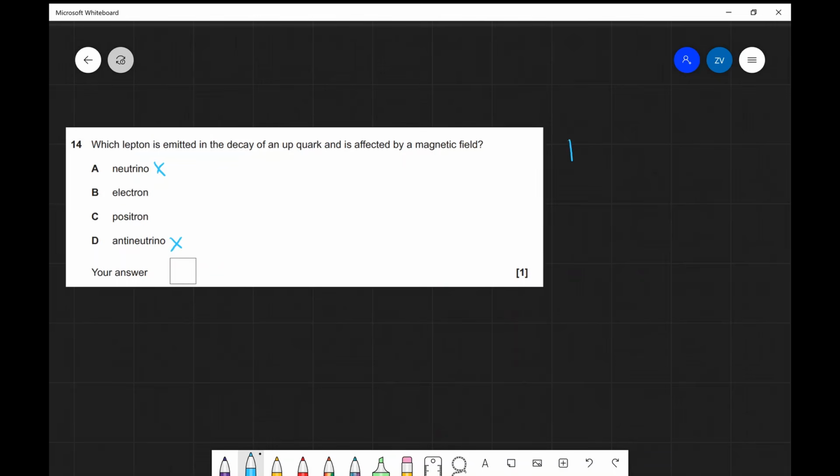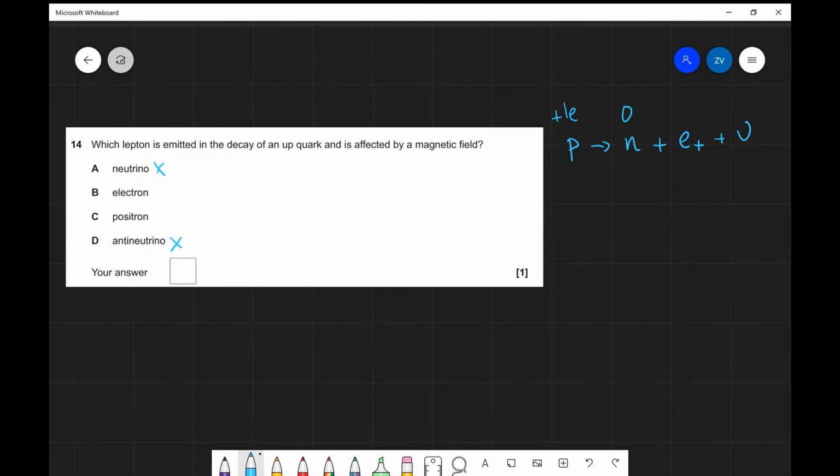What we need to remember is our beta plus decay equation, in which a proton is going to turn into a neutron. When that happens, charge needs to be conserved. On the left-hand side here, the charge is plus 1e. However, the neutron has a charge of 0. So we're going to need something else to compensate for that, and that is the positron, which has a charge of plus 1.6 times 10 to the power minus 19. We also get a neutrino, even though that's not important for this question.